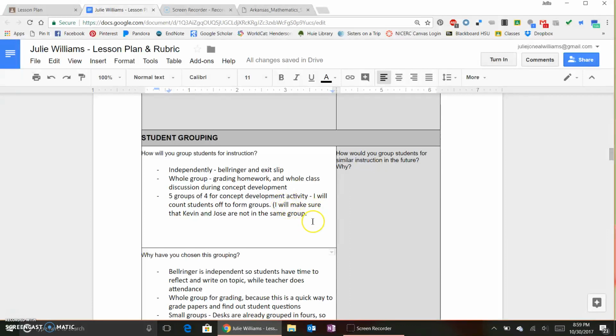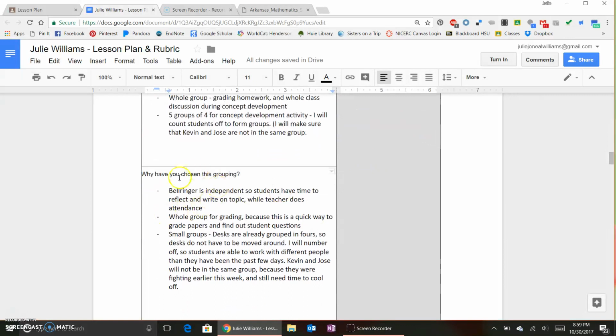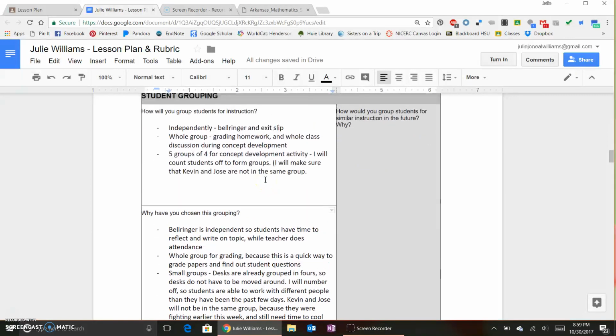And then I made this little comment here. I'm going to make sure that Kevin and Jose are not in the same group. Okay, so even though I'm counting off, I'm going to make sure of that information. Then down here it says, why have you chosen this grouping? I need to explain my grouping for all of these. So the bell ringer is independent, so students have time to reflect and write on a topic, and while teacher does attendance.